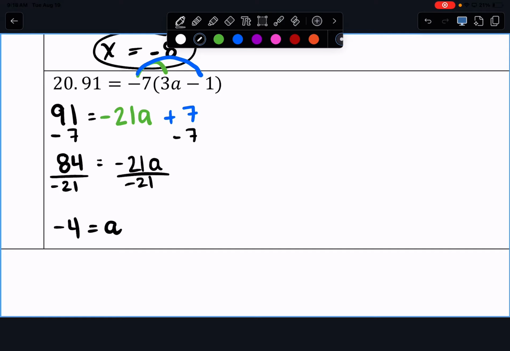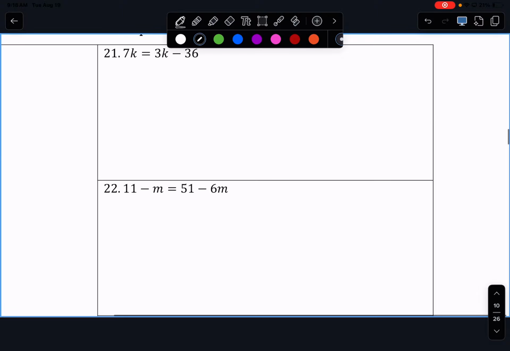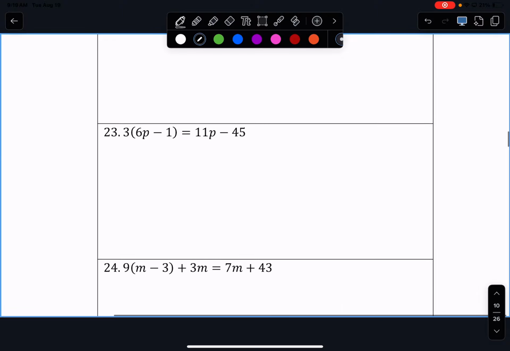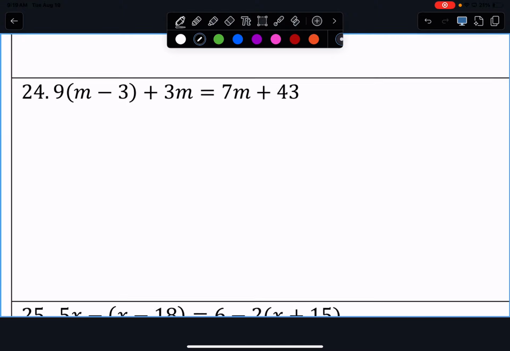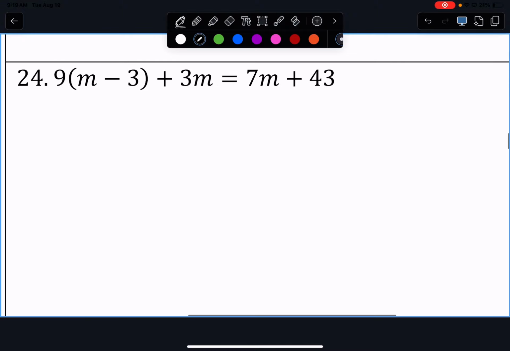All right, now we are going to skip down. We're going to skip 21, 22, and 23, and we're going to go down to 24. Don't worry, I'll let y'all go back up and do those in a minute. It's 3 problems. Y'all will be okay.